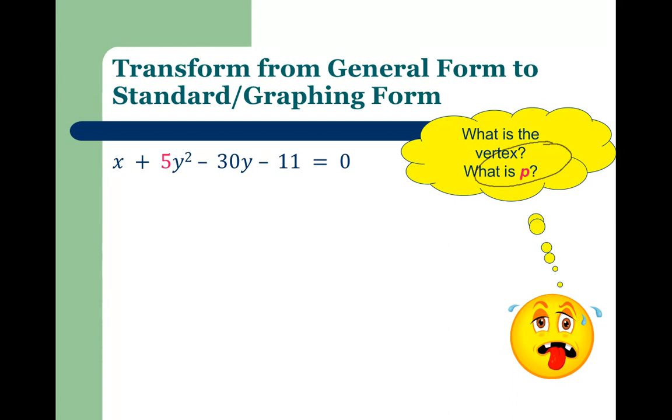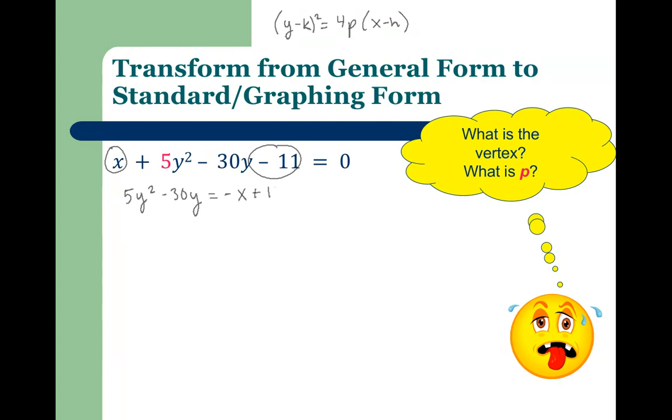What is the vertex? What's P? Can we tell it from this form? No, sorry. So what we need to do is some completing the square. So let's do some rearranging. We know we want it to look like this at the end: y minus k squared equals 4p times x minus h. That's what we want it to look like at the end of this. So let's get this organized: 5y squared minus 30y equals, let's move this and this to the other side, negative x plus 11.